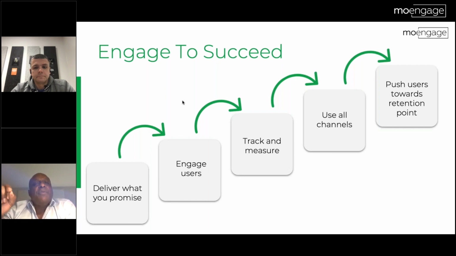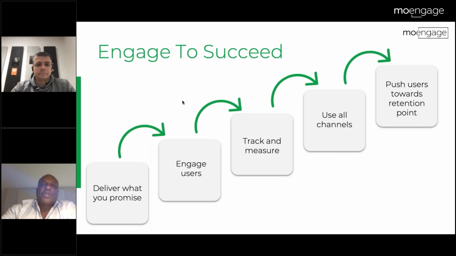Use all channels, because even when you've got the preferred channel, you're never going to get the same person on the same channel all the time. So having different channels makes sense. Plus, they have different purposes. So email is great for long form content. Push notifications are great for giving broadcast messages. SMS is a good way to grab someone's attention and use a hyperlink back into the app to get them to do something.